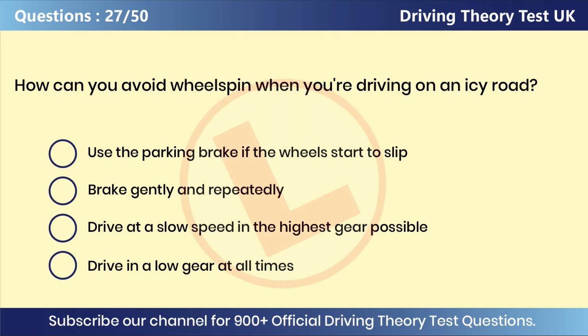Question 27. How can you avoid wheel spin when you're driving on an icy road? A. Use the parking brake if the wheels start to slip. B. Brake gently and repeatedly. C. Drive at a slow speed in the highest gear possible. D. Drive in a low gear at all times.